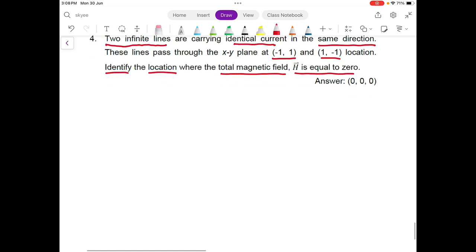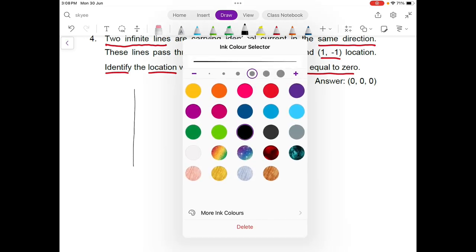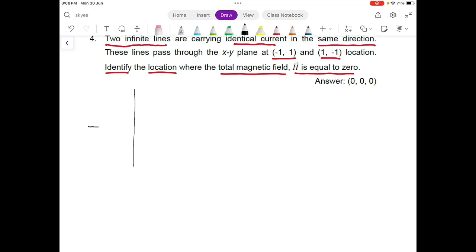So let's imagine these current lines in 2D. First of all, I will draw the 2D diagram first. Imagine this is your 2D coordinate system, so this is y and this is x. The question said that the lines pass through the xy plane at these two positions. So negative 1, 1 is here, and 1, negative 1 is here.